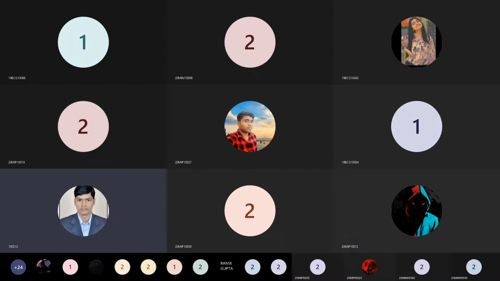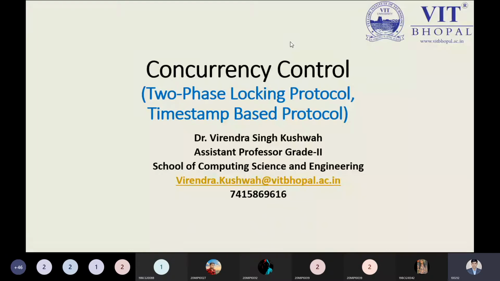Okay, students. Now we have the concurrency control part, which is a continuation of the lock-based protocol. After the lock-based protocol, we will see the two-phase locking protocol and the timestamp-based protocol. Before that, let me inform you that in concurrency control we are discussing the two-phase locking protocol and the timestamp-based protocol, and we have also discussed one more protocol, the lock-based protocol.